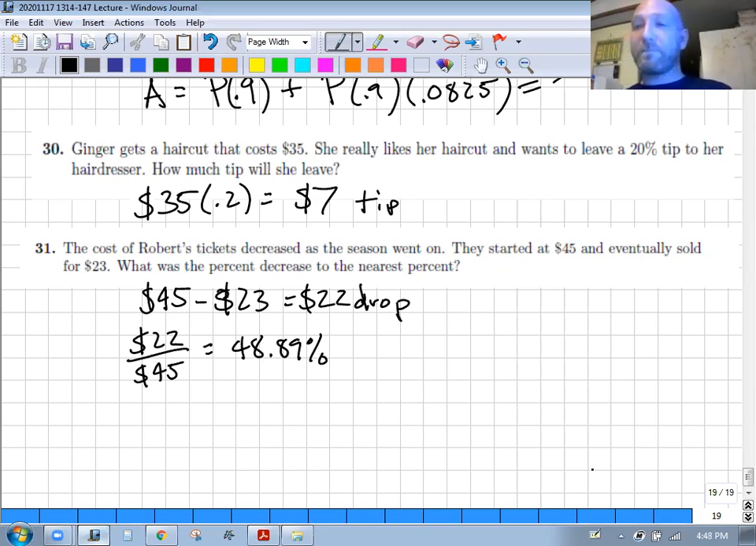drop. All right, so it's a little less than 50%, right? Half of 45 would be 22.50. So if it had dropped to 22.50, we'd have had a 50% drop. But it didn't drop quite that far. It's just less than 50%. So it makes sense. It would have 48.89%. Okay. Does that make sense? Why we had to subtract these?